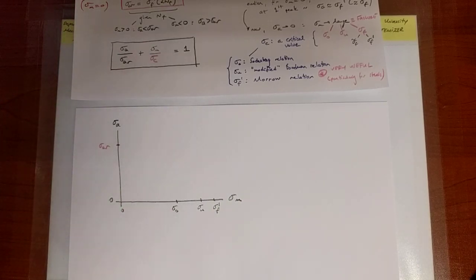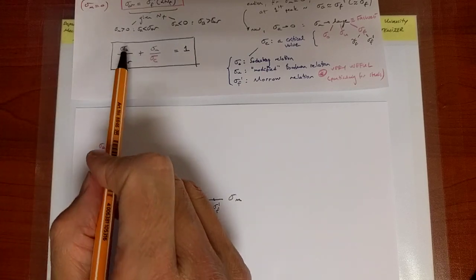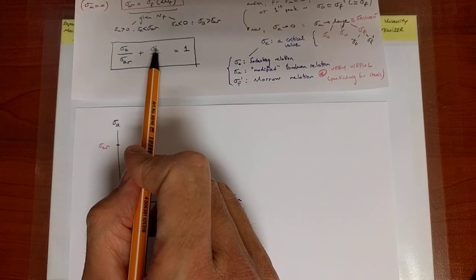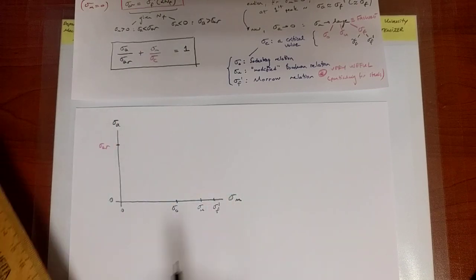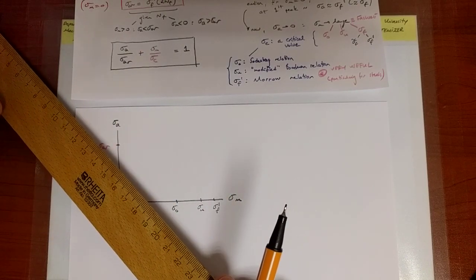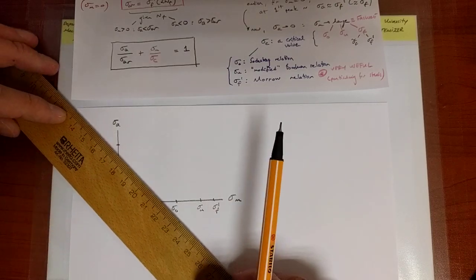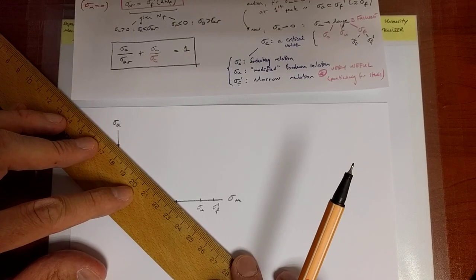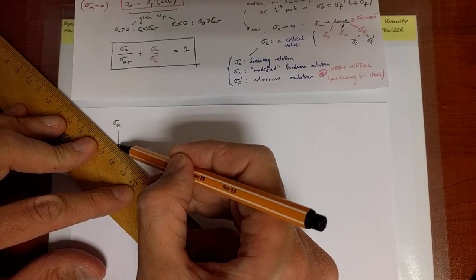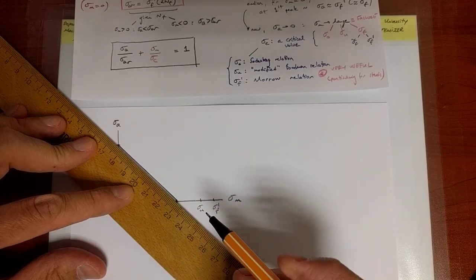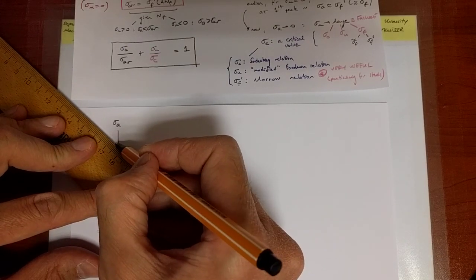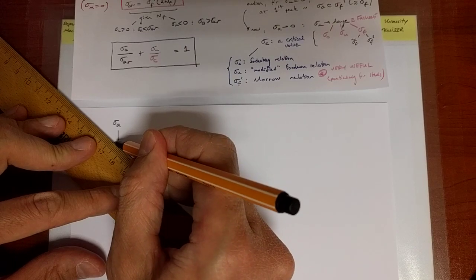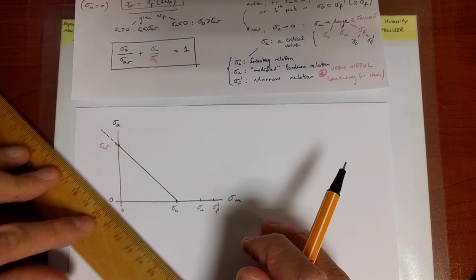So let's draw the first one. The first one is the Soderberg relation. The Soderberg relation is saying that the relation between sigma a and sigma m is positive. The slope, of course, is going to be negative because we're summing both of them. As sigma m increases, sigma a has to decrease, or as sigma m decreases, sigma a increases. So it's going to be a line that looks like this for positive mean stresses. If the mean stress is negative, then the line is going to move up like this.